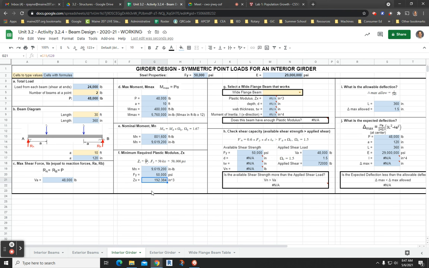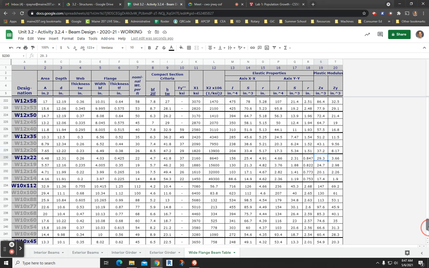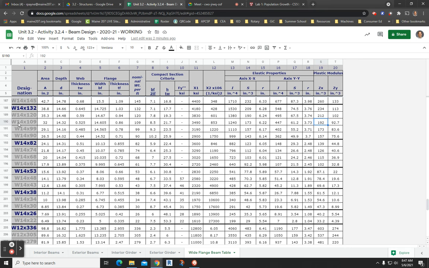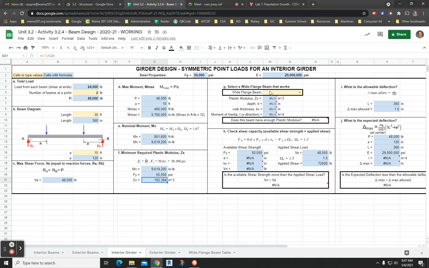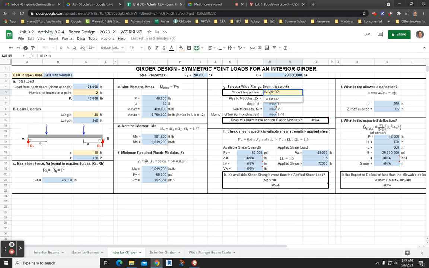All right, so we need to look for a 192.384. So if we look down through, obviously the 10 bys and the 12 bys aren't going to be enough. So 192, I see a 192 at a 14 by 109. But I know right away that that's probably not going to be enough. I'm going to go up to the 14 by 132 to see if that's going to be enough or if that's going to be too much. We'll see. So the 14 by 132. So I'm going to type in W14 by 132.